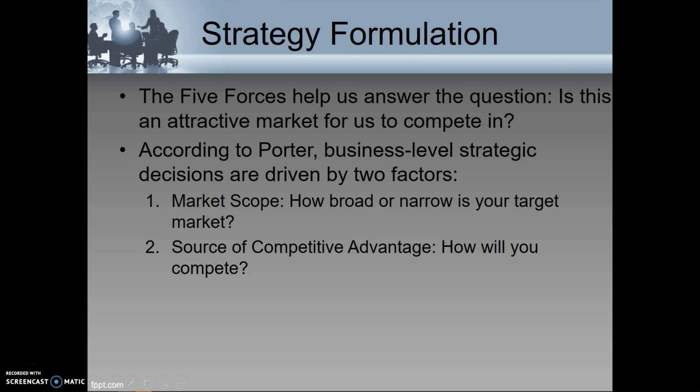Once we've analyzed our particular industry, we can start to develop a strategy. So the 5 forces model can help us answer the question, is this an attractive market for us to compete in? Once we've answered that and determined that we do want to compete in this market, we can then start to develop a business level strategic decision, which is driven by 2 factors. Number 1, the market scope. How broad or narrow is our target market? And secondly, the source of the competitive advantage. How are we going to compete with our competitors? Are we going to try and have a lower price than them, or are we going to try and differentiate our product somehow from their product?